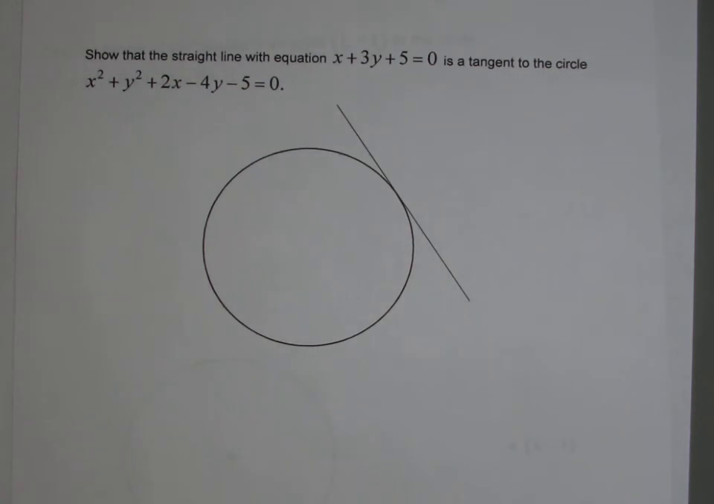Show that the straight line is a tangent to the circle. When a line is a tangent to a circle, we only have one point of intersection. If it's not a tangent and it goes through the circle, it's got to come out of the circle, so you always have 2 points then. But when it's a tangent, we'll only have 1 point. So if we find just 1 point here, then we've proved that it's a tangent.